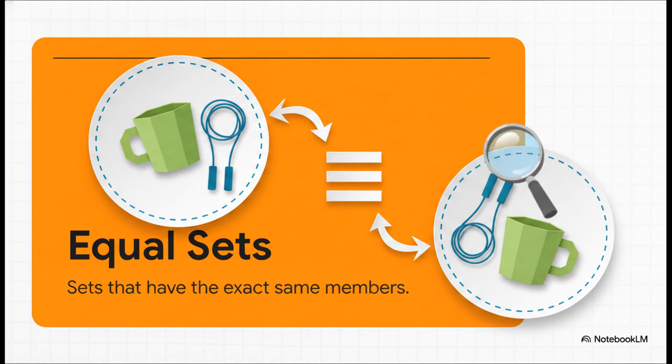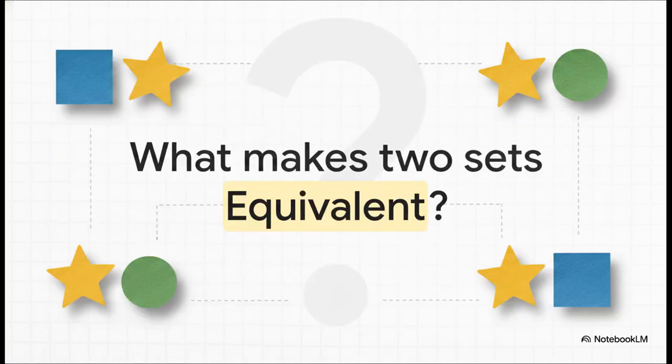If set A has a green cup and a jumping rope, well then set B must also have that exact same green cup and jumping rope. It doesn't matter what order they're in, as long as the items are exactly the same, they are equal. Okay, so if equal means the exact same items, what makes two sets equivalent? How is that different from what we just looked at?